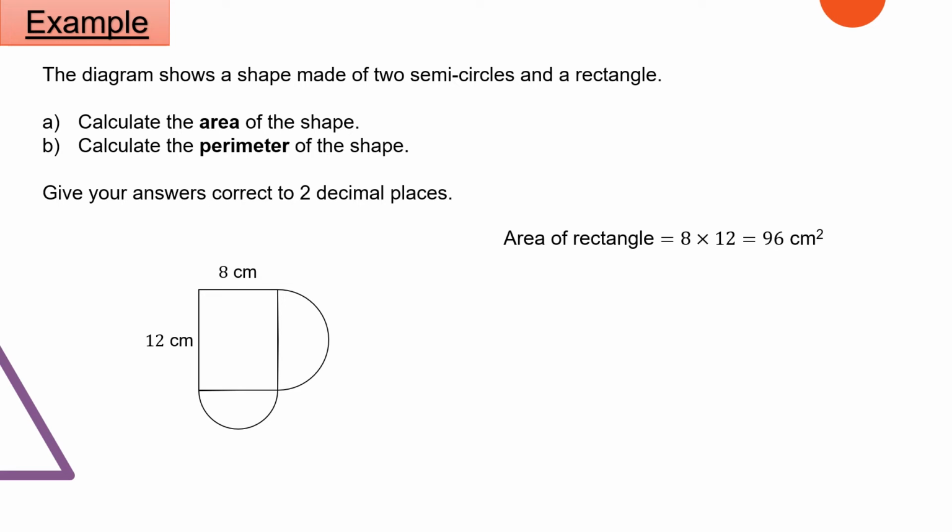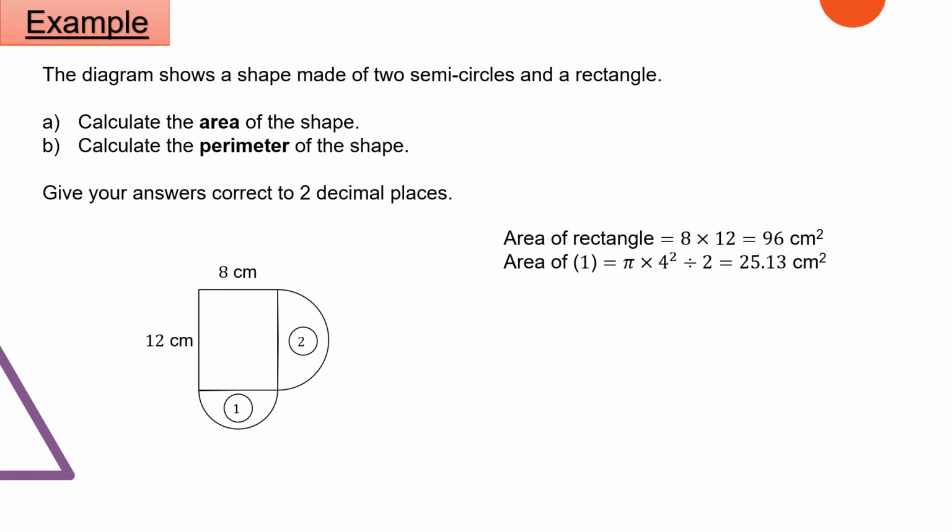Now I will figure out the area of my first figure, which is going to be pi times r square, where r is my radius. Radius is 4 centimeter, so 4 times 4 is 16, and the value we get is divided by 2, because we are dealing with a semicircle, so we need the area of a half circle, which is 25.13 centimeter square.